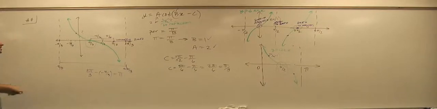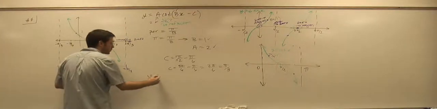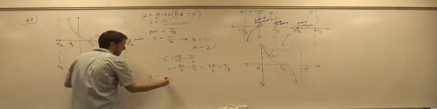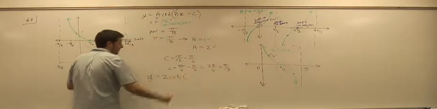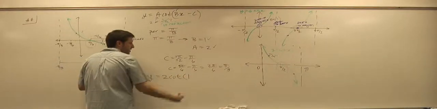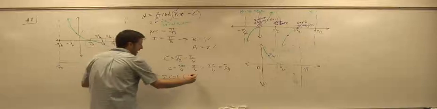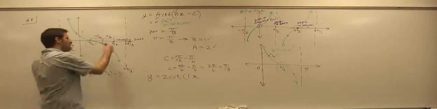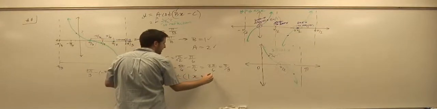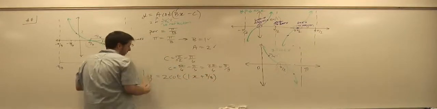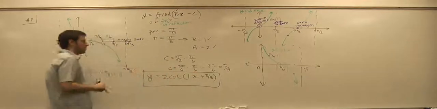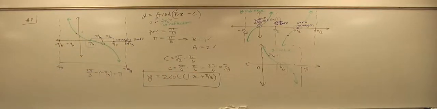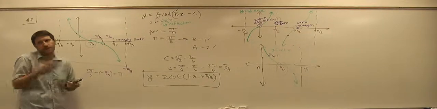So what should my final answer be when I write the equation? Y equals 2 cotangent of, I knew B was 1 because of my period, X, and then should I put plus pi over 3 or minus pi over 3? Plus pi over 3, because I moved to the left. I always put the opposite sign of the way I move. Bravo.